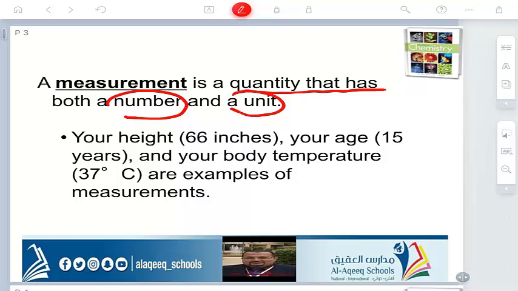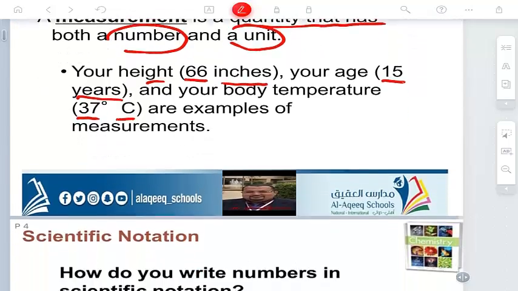As you know, when you are talking about height, for example, you are saying 66 inches. If you are talking about age, you are saying 15 only? No, but 15 years, and so on. The temperature, 37 degrees Celsius. So you need to represent measurements by using number and unit.